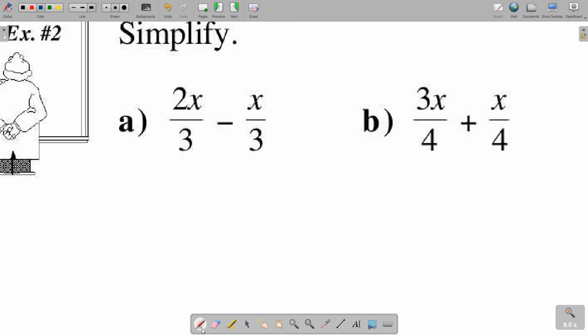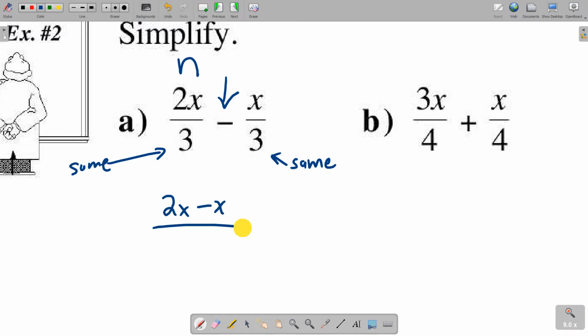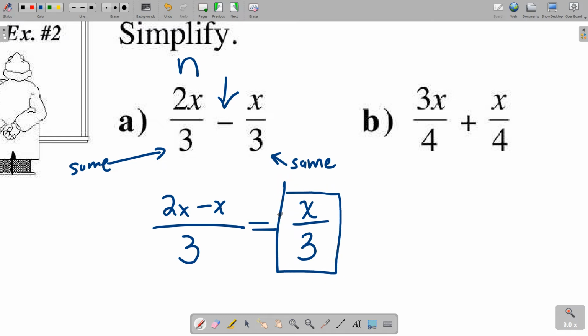The first thing we have to ask ourselves, let's look at the denominator. Are they the same? If they are the same, which they are, we can proceed with doing the operation with the numerator. So we're going to have 2x take away x in the numerator, and we have a common denominator. This is going to be 2x take away x. We have 2 x's, take away one of them. That means we have 1x, or just x, over 3. This shall be our final answer for this particular question.